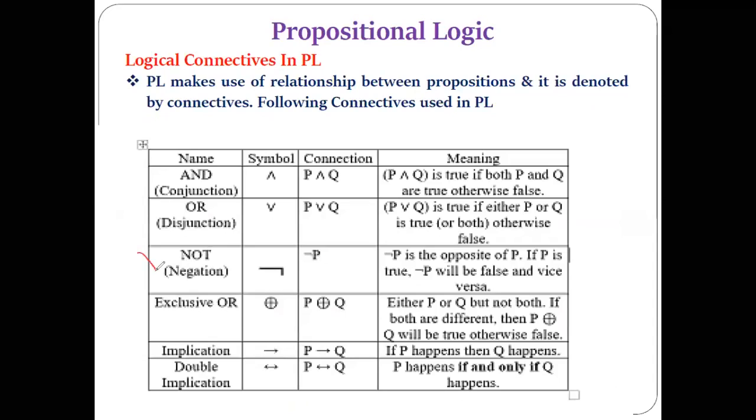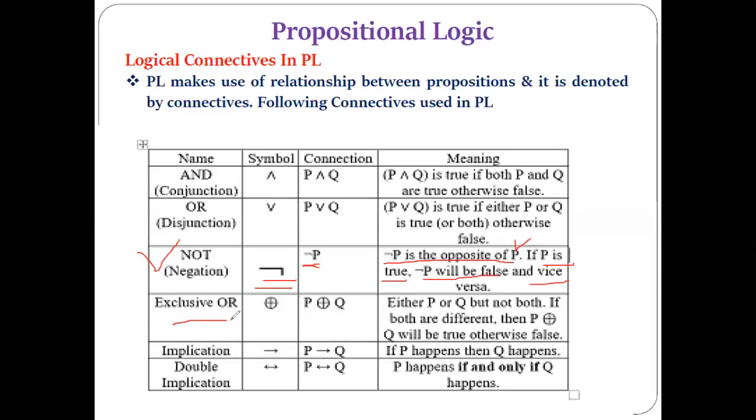Another connective we have is the negation, which has a symbol like this. Now the negation relation can be shown like this: negation of P. Negation of P is the opposite of P. If P is true, then negation P will be false, and vice versa. The same thing we can also see in the truth table.